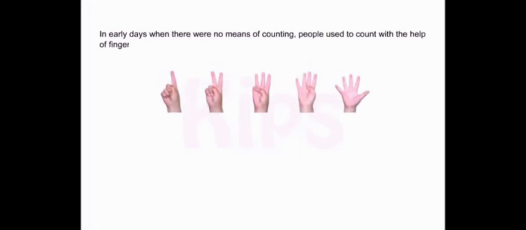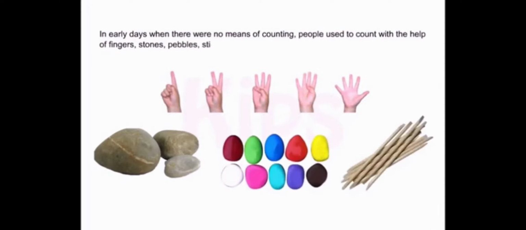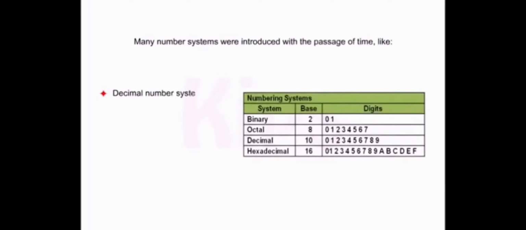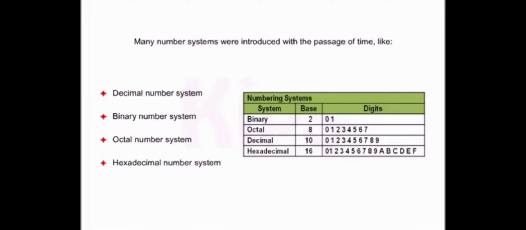Today we are going to learn about the number system. In early days, when there were no means of counting, people used to count with the help of fingers, stones, pebbles, sticks, etc. These methods were not adequate and had many limitations. Many number systems were introduced with the passage of time, like the decimal number system, the binary number system, the octal number system, and the hexadecimal number system.